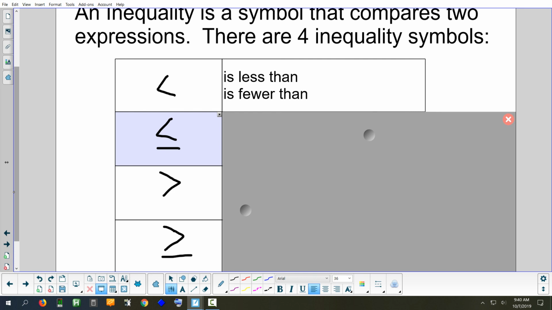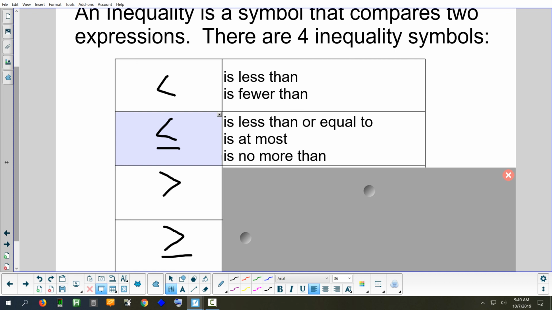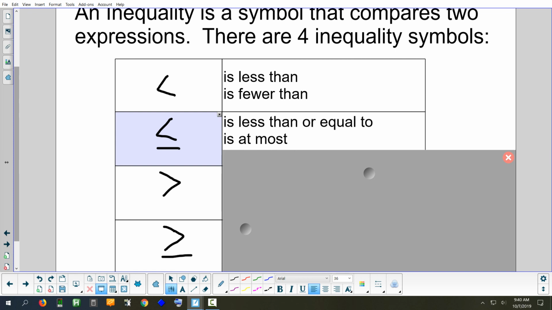So you could pretty much say these two things again, just add equal to. So you can definitely say less than or equal to, or fewer than or equal to, I guess you could say. Now, another phrase you can say is at most. If I said to you, I have less than or equal to $10, what does that really mean? That basically means at most I have $10. That's all I have, at most, $10.